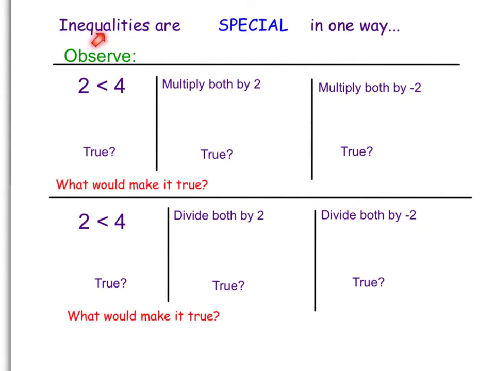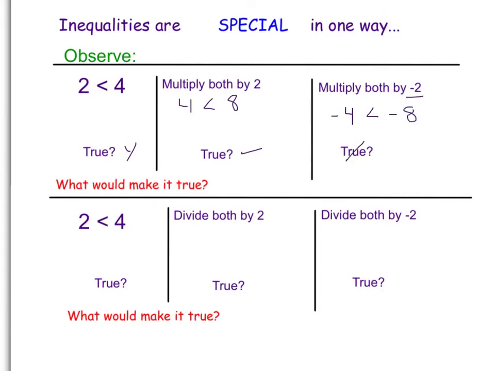Inequalities are different than equations in one special way. So let's watch. If you have the inequality 2 is less than 4, that makes a true statement, yes. So if we multiply both sides by 2, that gives us 4 is less than 8. That still makes a true statement. But what if we multiply both by negative 2? That would give us negative 4 is less than negative 8.